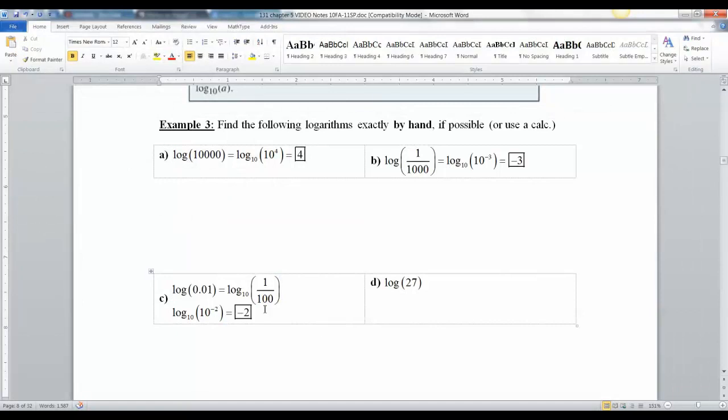Cool. So C was actually the same as B, but because it was written in decimal form, we had to do a little bit of work.